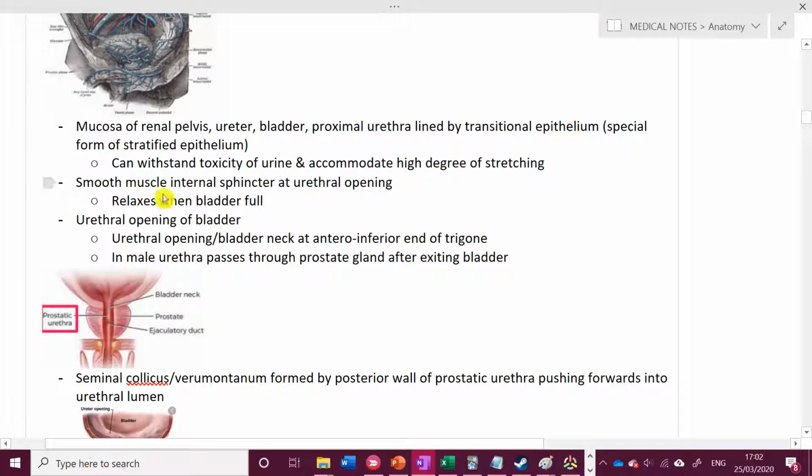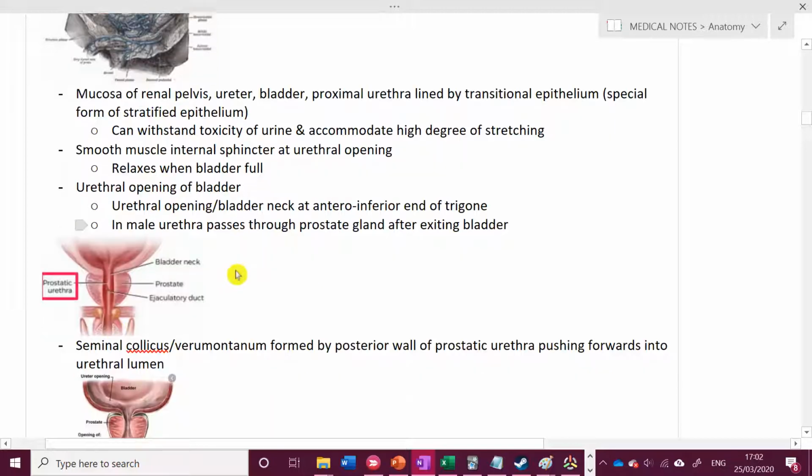The smooth muscle is present at the internal sphincter at the bladder neck where the urethral opening is, and it relaxes when the bladder is full, so it allows the urine to pass through the urethra. The urethral opening of the bladder is at the anteroinferior end of the trigone of the bladder, the base of the bladder. And in the male, the urethra passes through the prostate gland after exiting the bladder first.